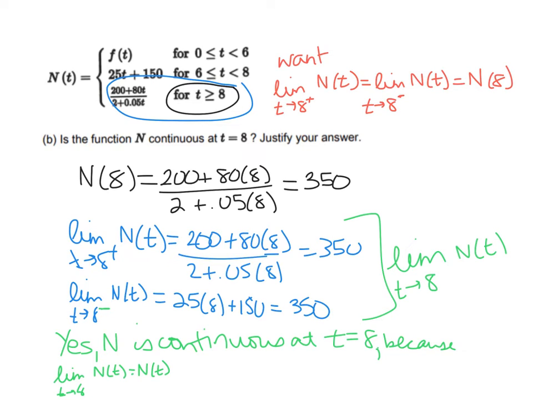So for this problem, in order to get full credit, you need to, first of all, answer the question and write a justification. That's 1 point. You need to check the limit from the right, and you need to check the limit from the left. So it's important that you check all of those and that you offer a justification as to why it is continuous.